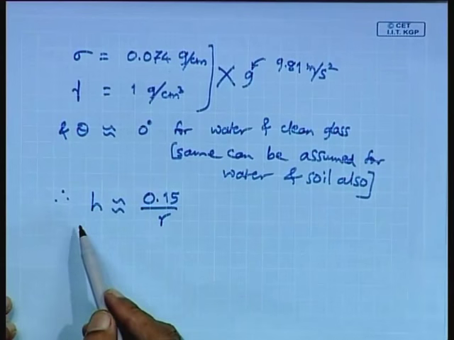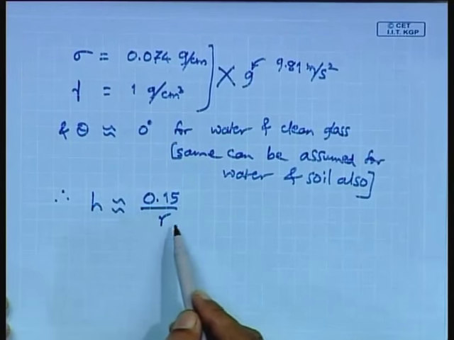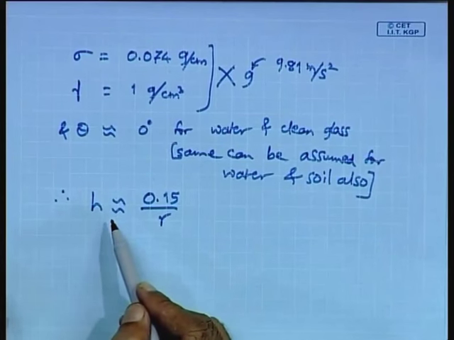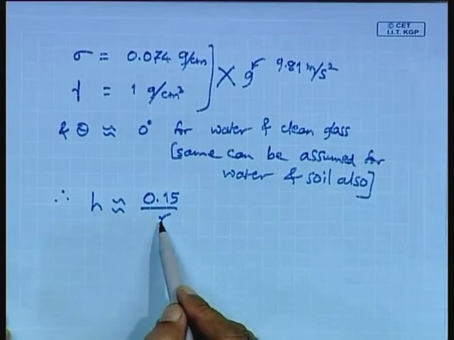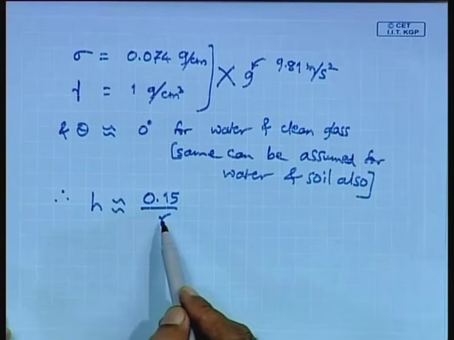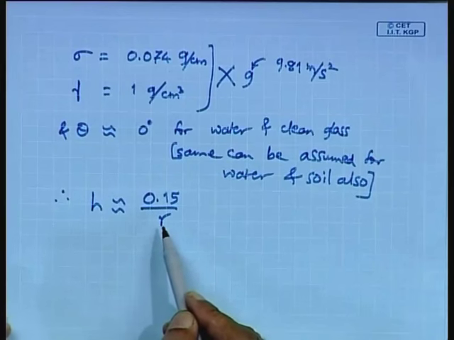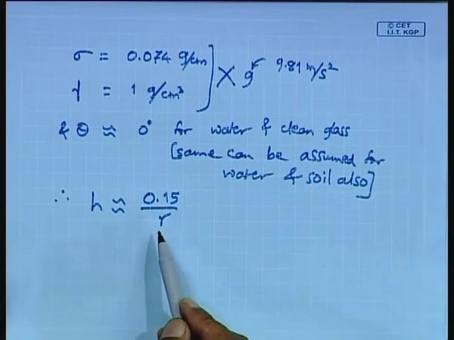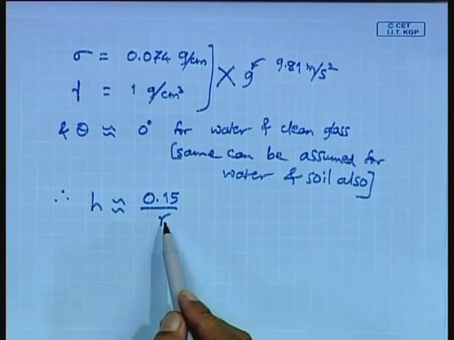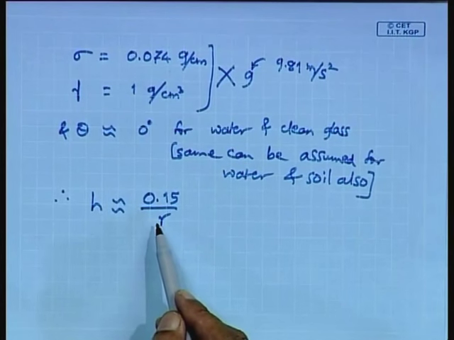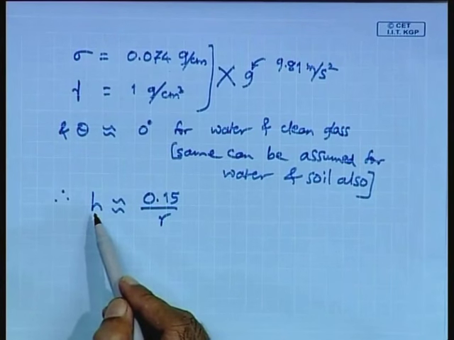Okay. As you can see from this, the capillary rise H, which determines the height of the capillary zone, is inversely proportional to the size of the capillary pores, that is the radius of the capillary pores. Here we are approximating the pores into their equivalent circular shapes and then taking the radius. As the equivalent circular pore radius gets reduced, the height of the capillary rise increases.